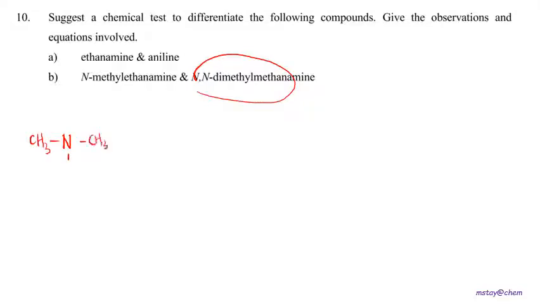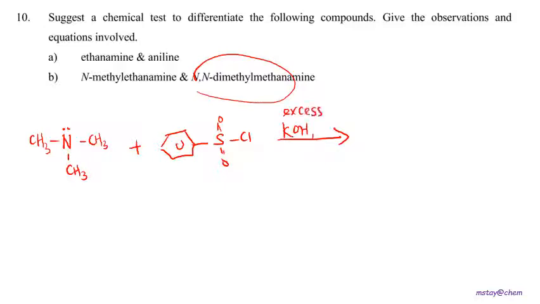N,N-dimethylmethanamine is a tertiary amine. So this tertiary amine, when reacted with benzene sulfonyl chloride, followed by excess KOH, since I already know there is no reaction, I can combine these 2 steps together and write down that a 2-layer solution is formed. Next we will react it with HCl.